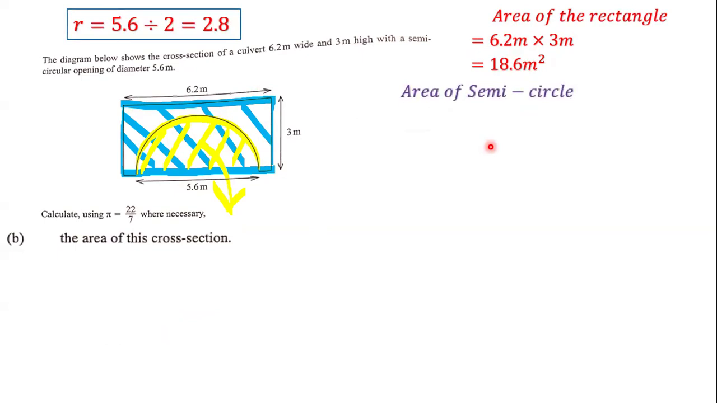Now, the area of a semicircle is going to be pi r squared divided by 2. It's the area of a circle divided by 2. Now, what is r? We said that r is 5.6 divided by 2, which is 2.8. So r in this case is 2.8. So we have 22/7, which is pi, multiplied by a half, because we're accounting for the 2 in the denominator. So you have 22/7 multiplied by a half, multiplied by r squared. The radius is 2.8 squared.